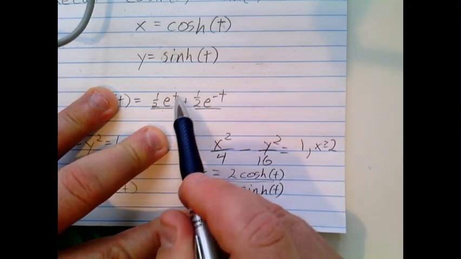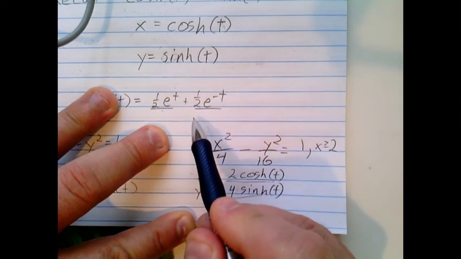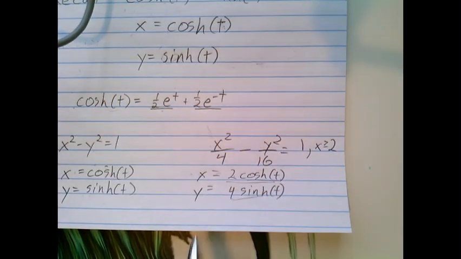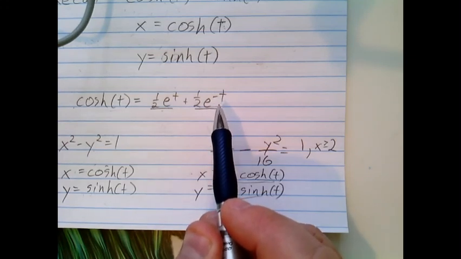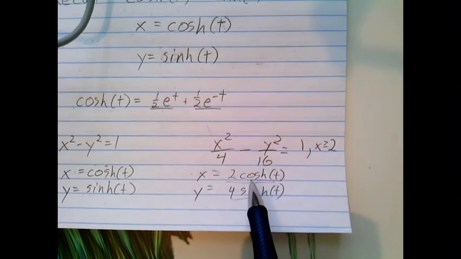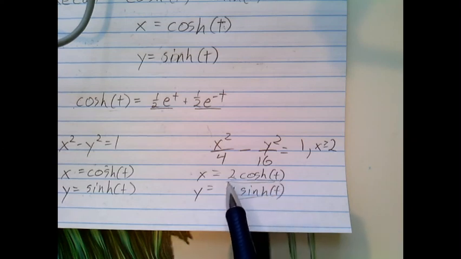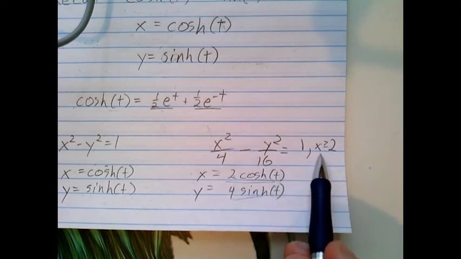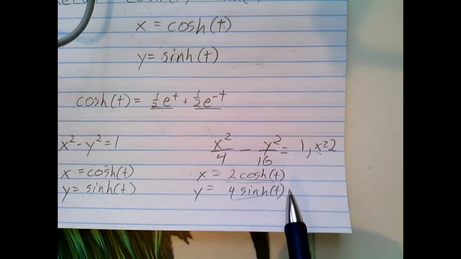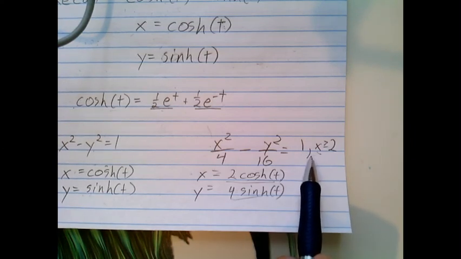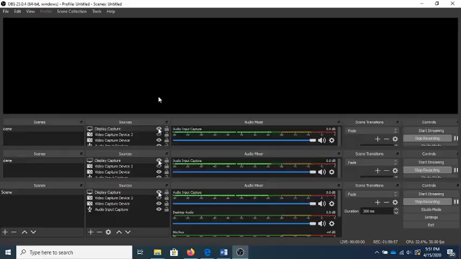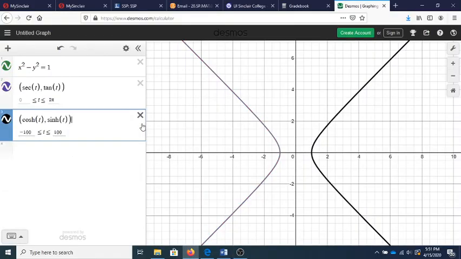Basically, e to the t plus e to the negative t has got to be at least 2, times a half is 1. Anyway, the domain of hyperbolic cosine starts at 1, so the range of 2 times hyperbolic cosine starts at 2. So we have this domain restriction on the rectangular equation, and if I type that into Desmos, then the rectangular equation will match the parametric, and we'll just get the right-hand side.